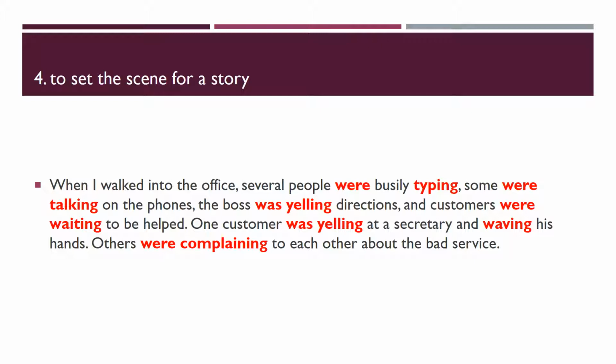One customer was yelling at a secretary and waving his hands. Others were complaining to each other about the bad service. When you look at this paragraph, as you can see, the actions that were written in red all describe what was happening in the office when I walked in there. They are all parallel actions that were happening at the same time. That's why we used past continuous tense.